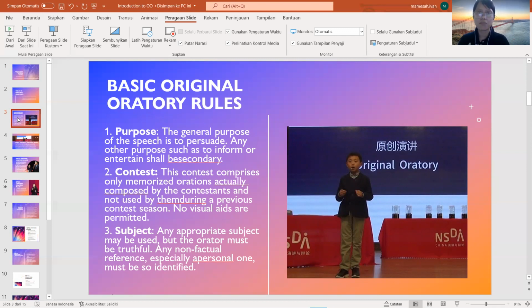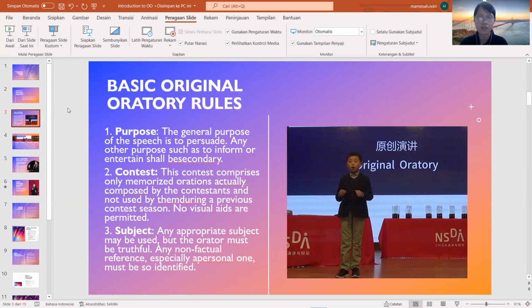And to persuade basically means that you need to make people believe in what you say, to make what you're saying believable, understandable, and lure those people to trust you, okay? And any other purpose, such as to inform or to entertain, shall be secondary, all right? So like I already said before, it's okay if you want to entertain them, but be persuasive and be informative at first.